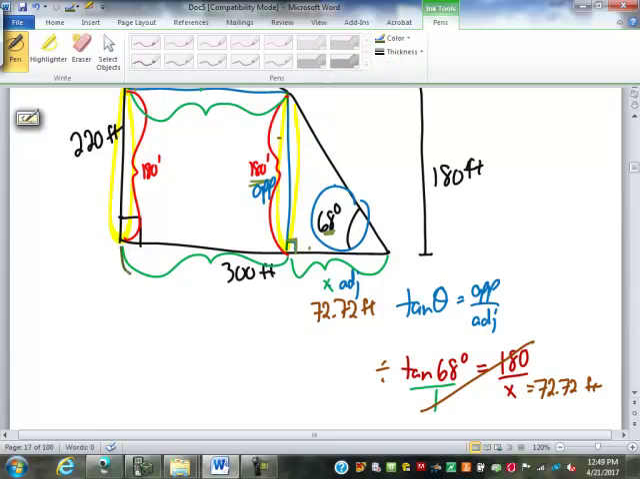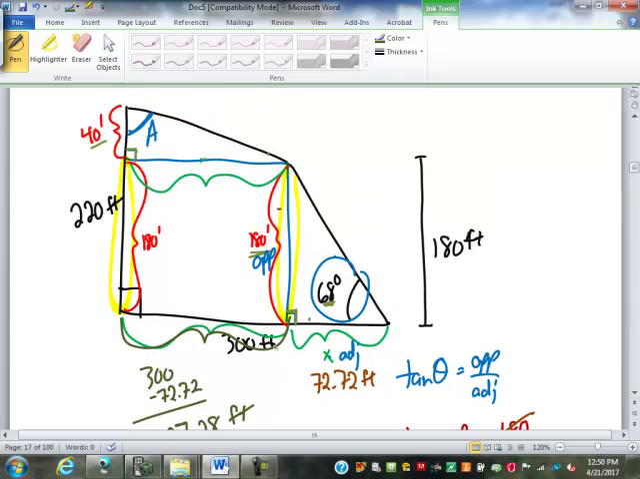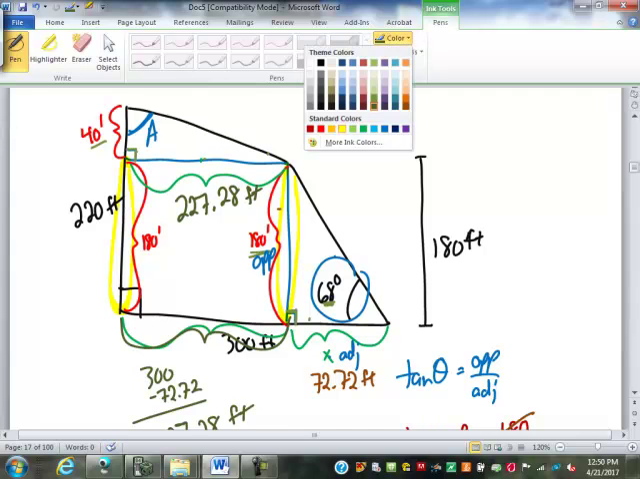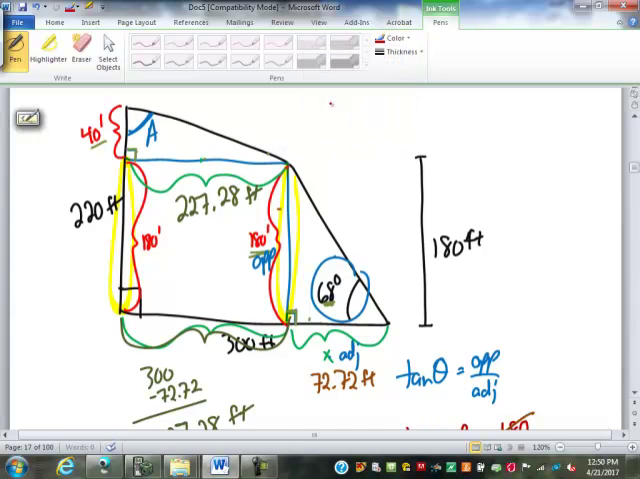So what does that tell me about this length here? 300 minus 72.72 means it is 227.28 feet, correct? So that means this is 227.28 feet. Now what? Finding this side, is that going to help us any? We just need to find A, right?